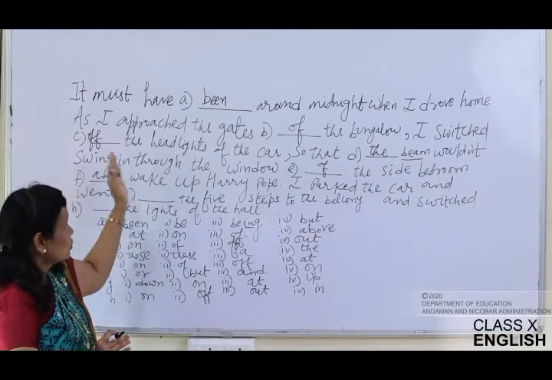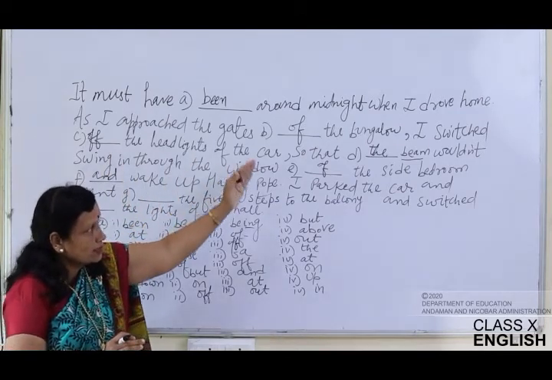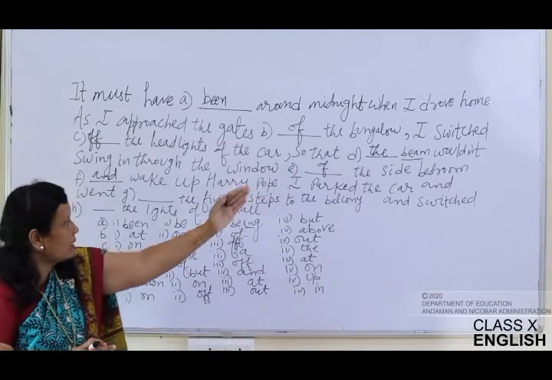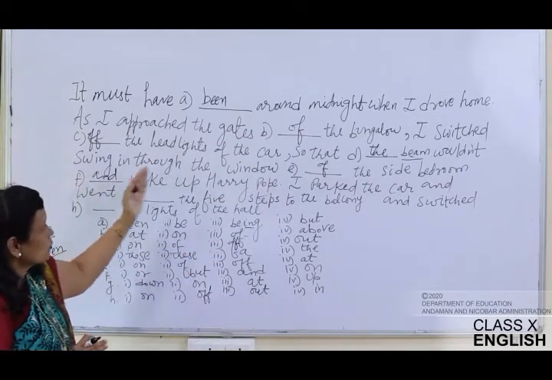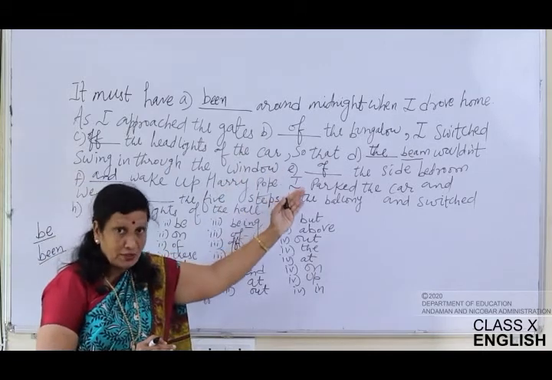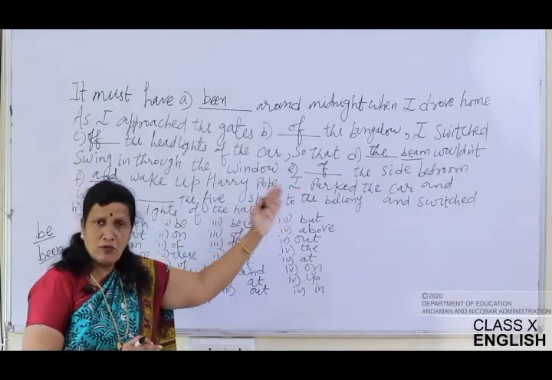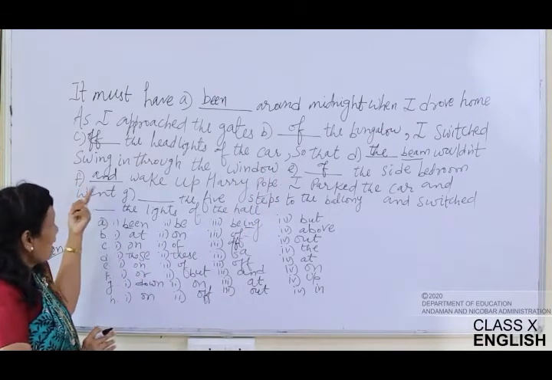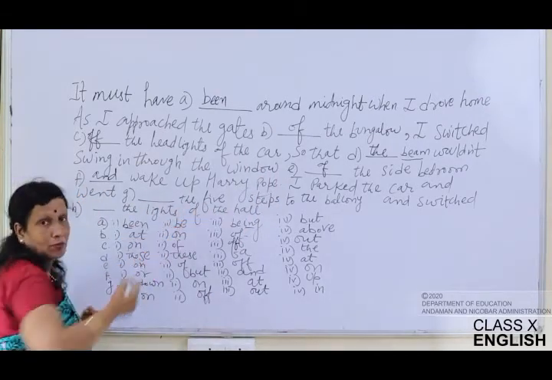So, he switched off the lights of the car so that the beam, we used "the" there, the definite article, beam wouldn't swing in through the window of the side bedroom. Which window? Window of. So, we have written there "of the side bedroom" and wake up Harry Potter.